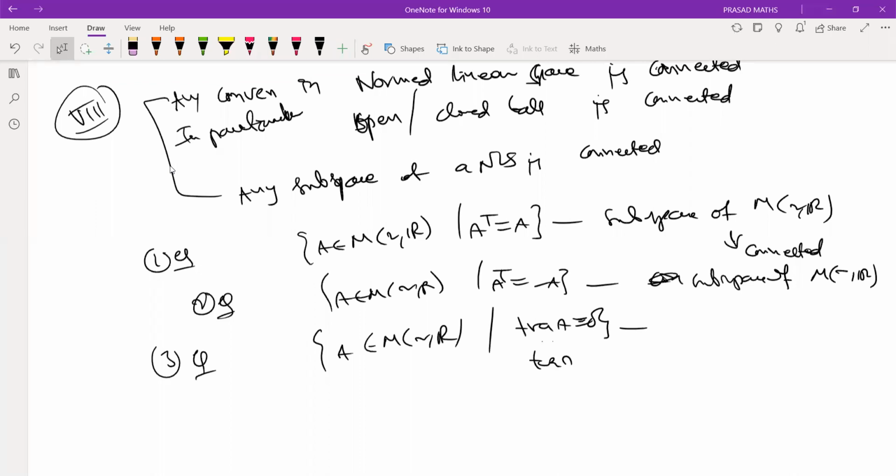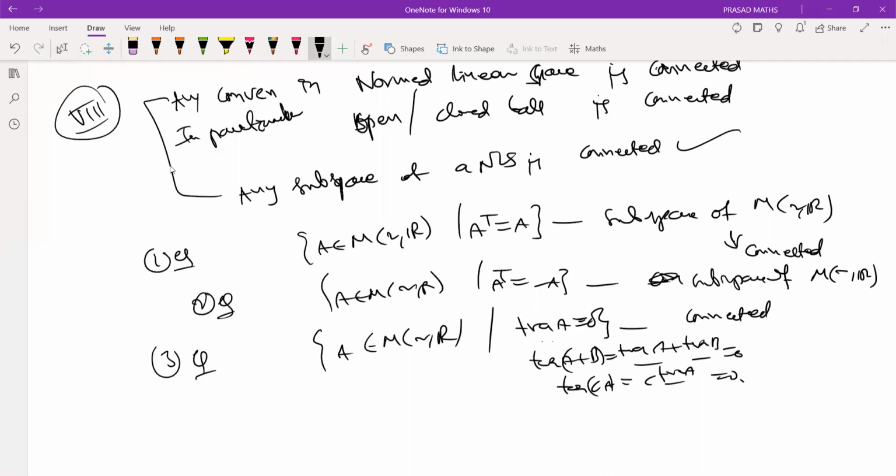Trace of A plus B is equal to trace of A plus trace of B. Go back to your properties of trace. And trace of C times A is equal to C times trace of A. Therefore, it is a subspace because the right side is 0. Therefore, it is a subspace, which means what? Hence it is connected. So this is a very powerful tool. Any subspace of a normed linear space is connected. In fact, any convex set is connected, and any open ball in a normed linear space is a convex set. Convex is always connected, right?